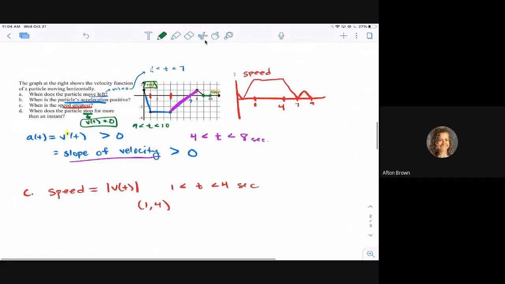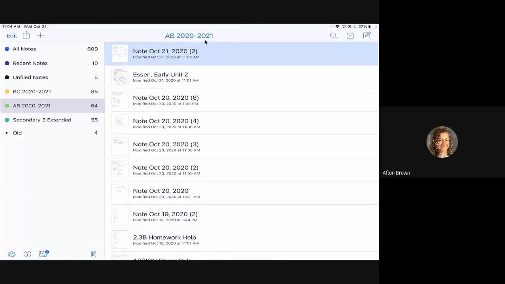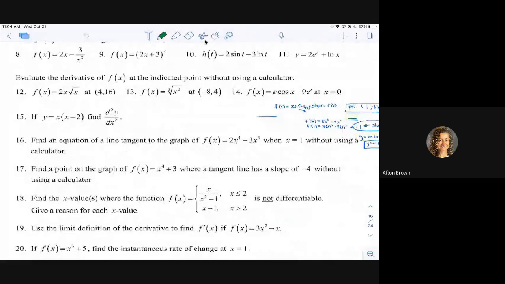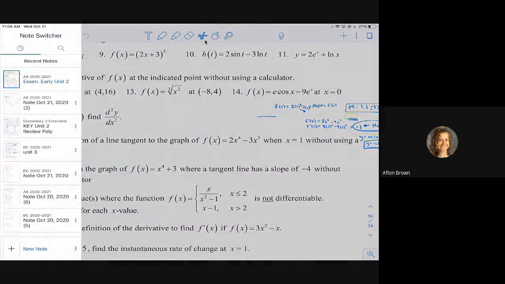Okay, so that was 6. And the last one was 12. Okay, so 12 is just a review of finding a derivative. This will get us close to what we have to do soon.